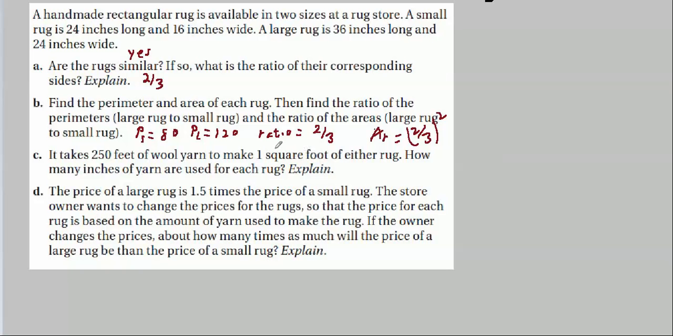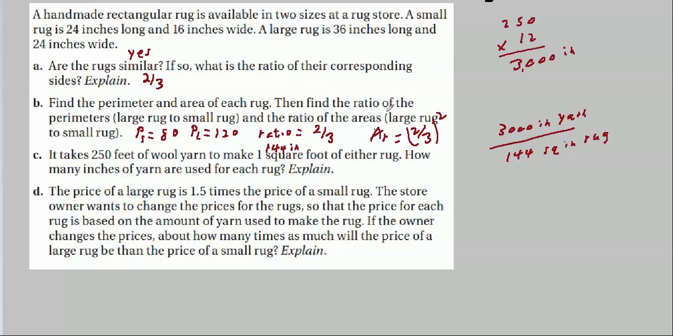For instance, 1 square foot, well, that's 12 times 12 inches, or 144 inches. That's 1 square foot. 250 feet. Well, how many inches is that? Well, that's just 12 times 250. So with a little bit of calculating, we can figure out that 250 feet of yarn is 3,000 inches. And 1 square foot of yarn is 144 square inches.